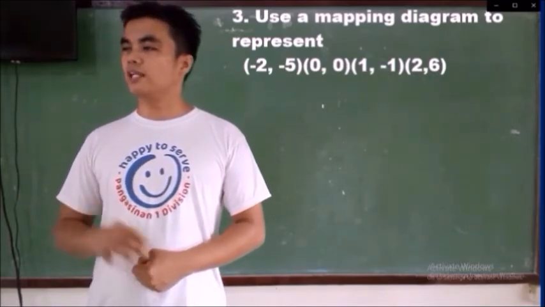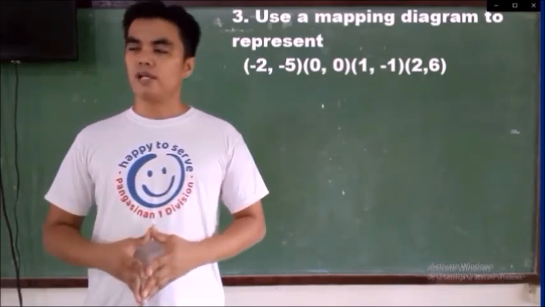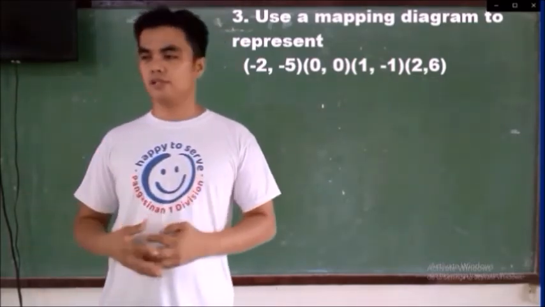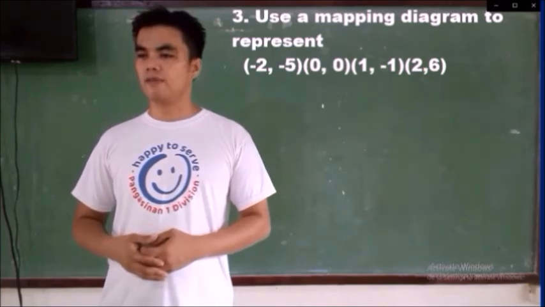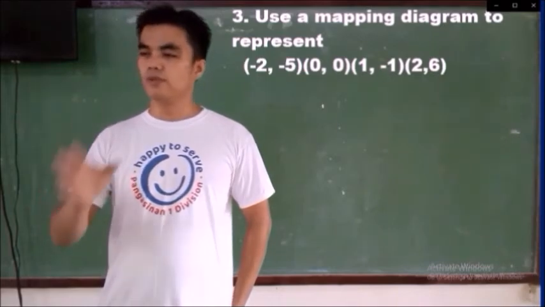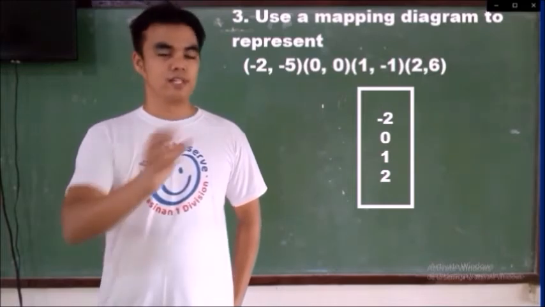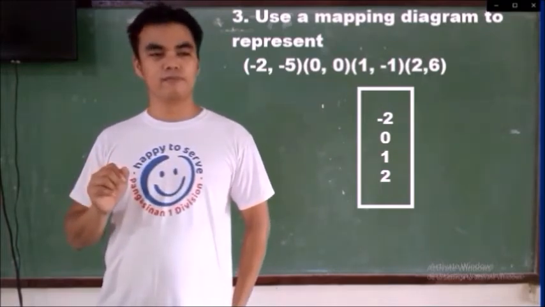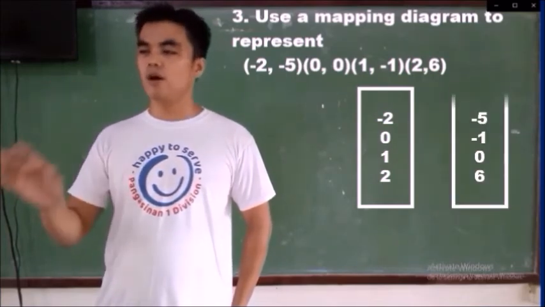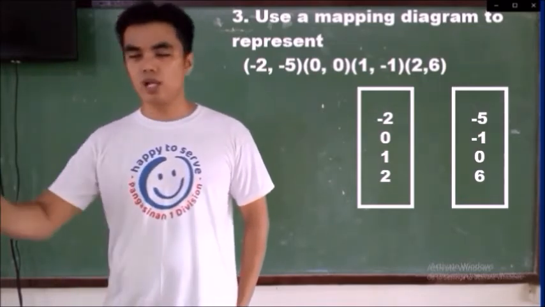(-2, -5), (0, 0), (1, -1), (2, 6). Let us represent this using a mapping diagram. So what is our domain? Yes, Hazel. Okay, very good. So the domain from this given relation is negative 2, 0, 1, and 2. How about the range? Yes, Mark? Okay, very good, Mark. The range is negative 5, negative 1, 0, and 6. Sinulat na natin yung domain as well as the range.